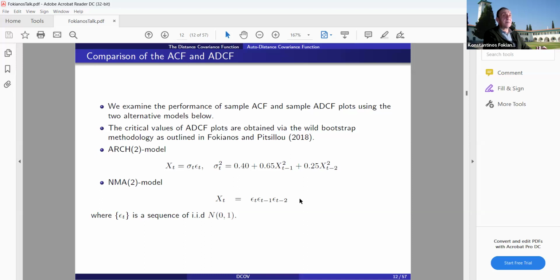These are nonlinear models. Now, usually when we use R to do the sample autocorrelation plot, we also get a confidence interval, so we can judge the order of the model and so on. So we will also find critical values, but we need to do it through simulation here, and this is based on the wild bootstrap.